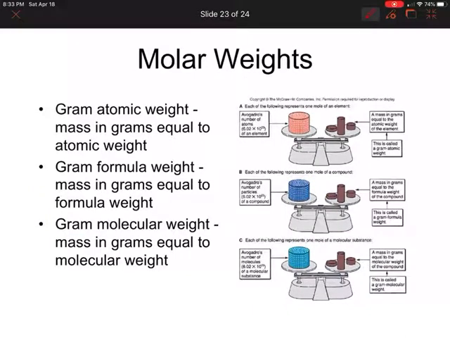And then molar weights, gram atomic weights, are masses in grams that are equal to the atomic weight. So just showing you again that if you took Avogadro's number, which is this huge amount, then it would equal whatever the mass in grams is on the atomic weight of the element. And then gram formula weight is the mass in grams equal to the formula weight.